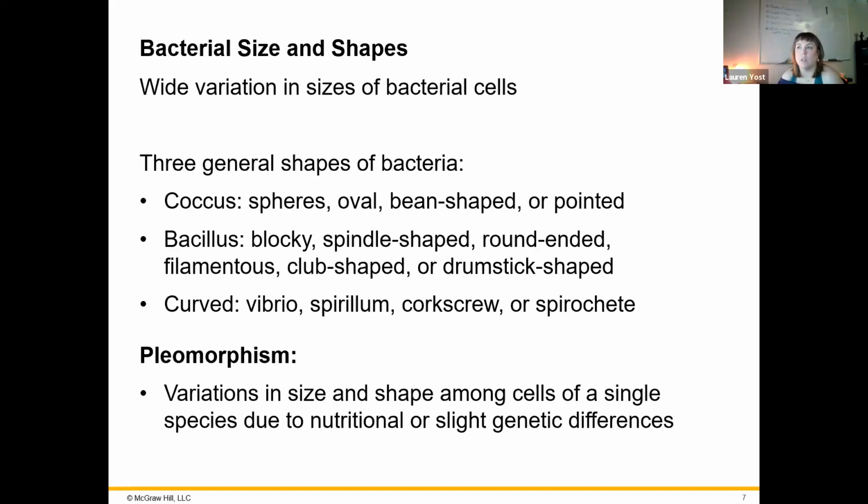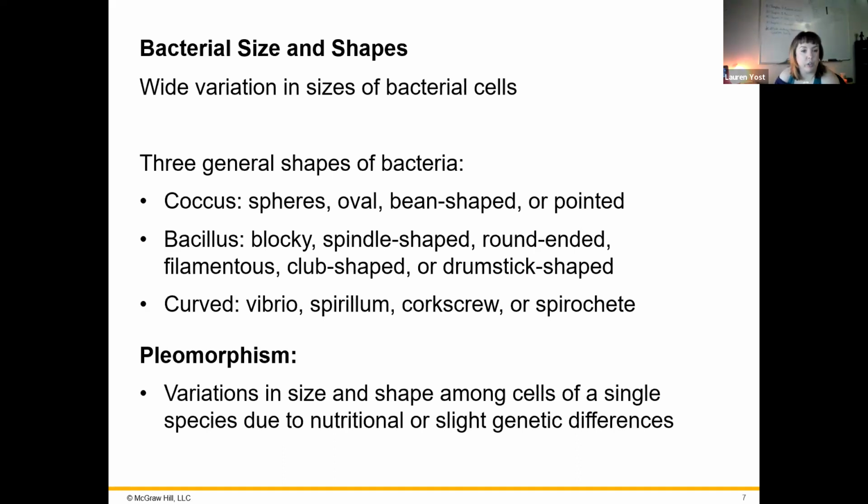Basically, there was a whole description on the sizes of the bacteria, but I don't need you guys to know that. So what I do need you to know is that there's a wide variation in the sizes of bacterial cells. Some of them can be quite small. Some bacteria are so small they can be smaller than the largest virus. So that's pretty impressive, actually.